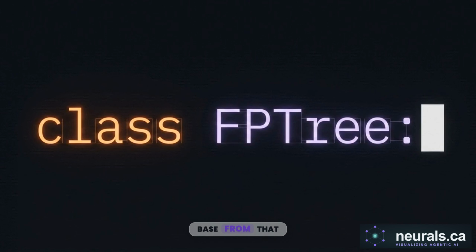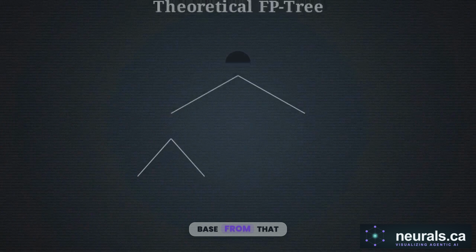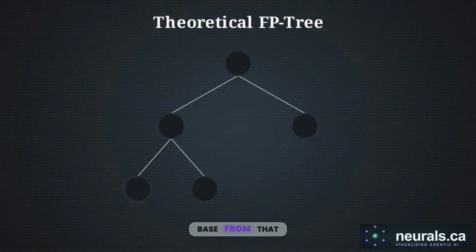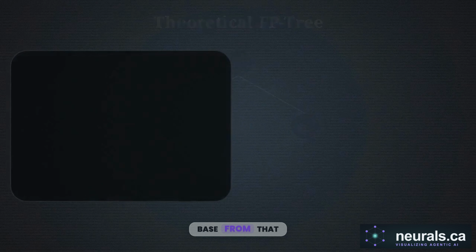To see exactly how this tree is constructed in Python, let's open the notebook. We've seen how FP growth compresses a database into a prefix tree in theory. Now we're going to translate that structure directly into functional Python code, so you can see exactly how these paths are created and shared under the hood.